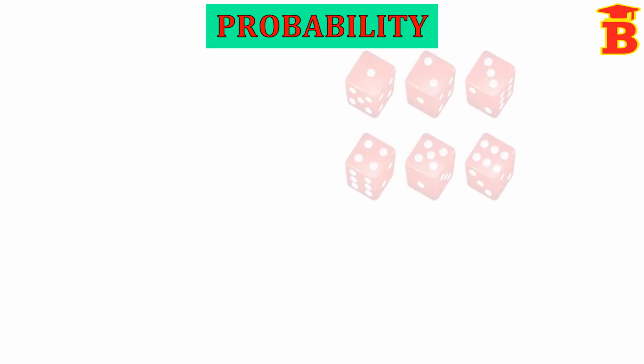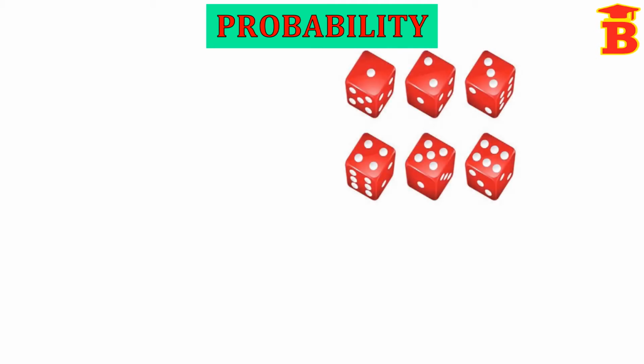Probability. Let us see the dice problems. We know that a die has 6 faces and all the faces are numbered from 1 to 6. If one die is thrown, then we have 6 possibilities. So we write the sample space S equal to {1, 2, 3, 4, 5, 6}. We write the numbers within the set bracket like this.